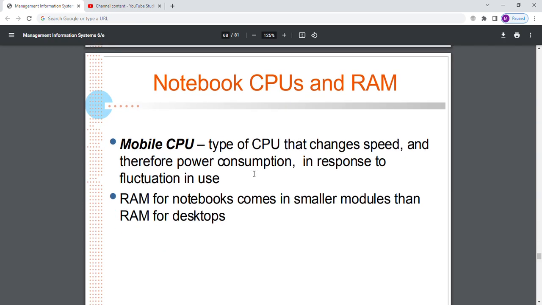Notebook CPU and RAM. Mobile CPU is a type of CPU that changes speed and therefore power consumption in response to fluctuation in use. RAM for notebooks comes in smaller modules than RAM for desktops.